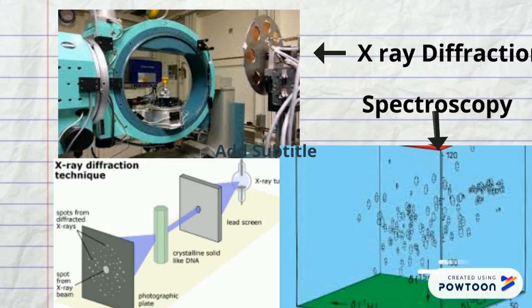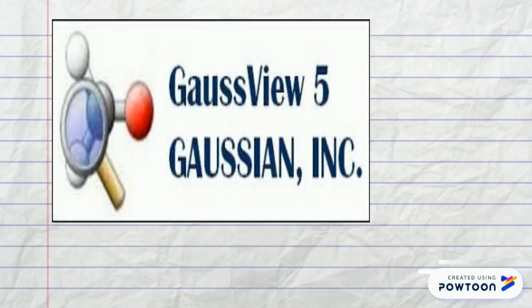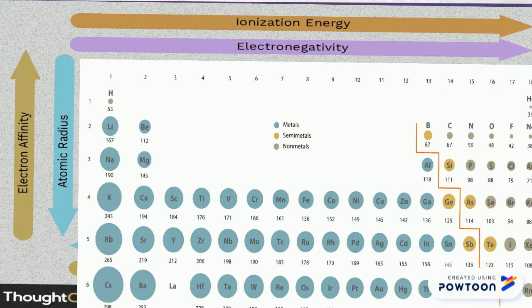But since I do not have the technology to illustrate, I'll be using the computer-aided program GaussView 5.0 to determine the actual bond length and the bond energy of atoms bonded together and what that means for their bond strength.